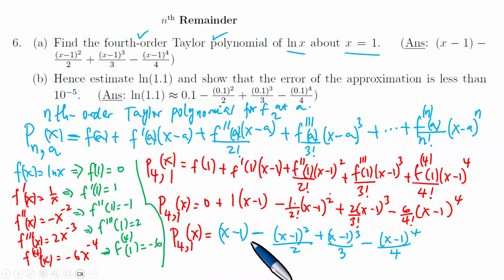Any question about the Taylor? Because it's everything you need to know about the Taylor. Every problem is going to be done like this. Every problem will require the formula, and then you perform the substitution.